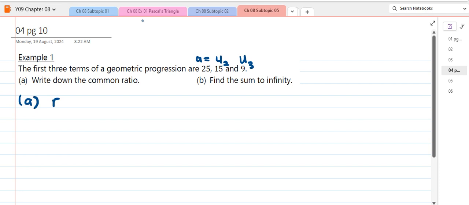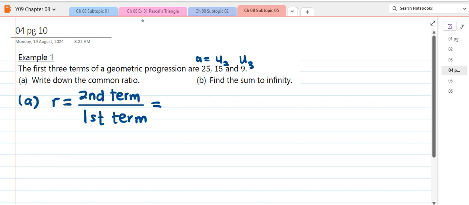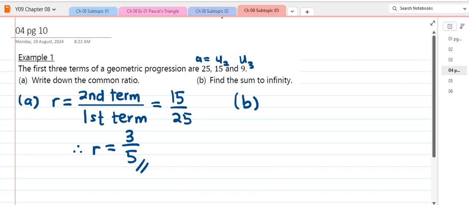The common ratio, it is easy to use the second term divided by the first term because they are consecutive terms. So this one, the r will be 15 over 25. Therefore, if we simplify, r is 3 out of 5. And for part B, how do we find the sum to infinity? So the sum to infinity formula will be a over 1 minus r.